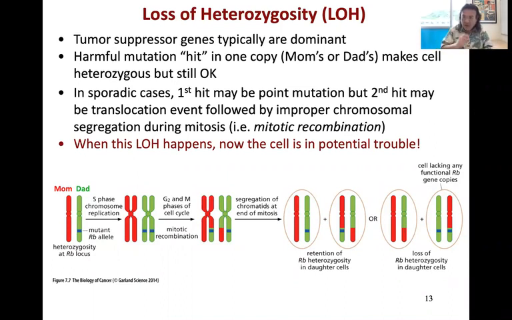That's why this term LOH, at first, seems kind of confusing, until you realize that being heterozygous isn't necessarily enough to cause cancer. It's the loss of that heterozygous status to become homozygous for minus minus that opens the door for cancer to happen. So a harmful mutation or a harmful hit in one copy will make that particular cell heterozygous, but it might still be okay.